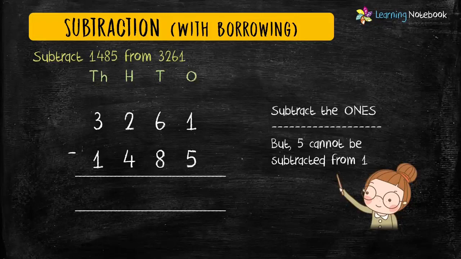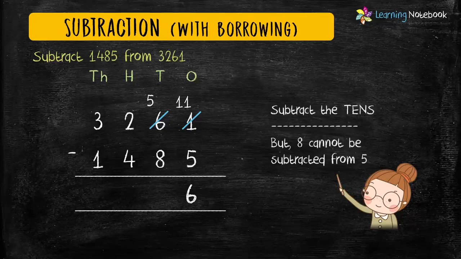So let's borrow 1 from 6. So 6 becomes 5 and 1 becomes 11. Now we can subtract these digits at ones place. So let's subtract 5 from 11 and we get 6. Now let's move and subtract the digits at tens place. But again 8 is bigger than 5. So 8 cannot be subtracted from 5.